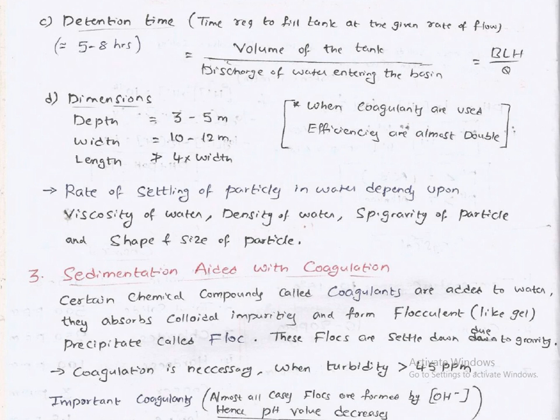Sedimentation with coagulation. Certain chemical compounds called coagulants are added to water. They absorb colloidal impurities and form gel-like precipitates called flocs. These flocs settle down due to gravity. Coagulation is necessary when turbidity is greater than 45 parts per million. Important coagulants: in almost all cases flocs are formed by OH-, hence pH value decreases.